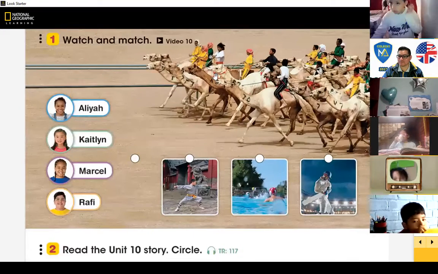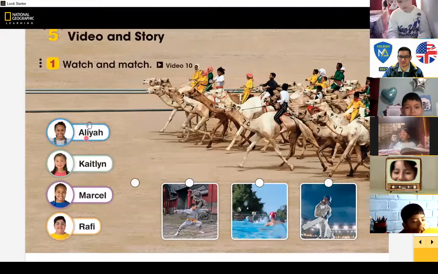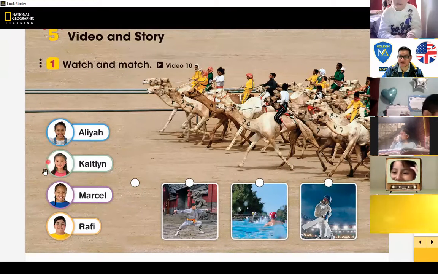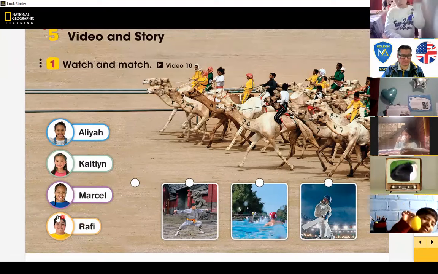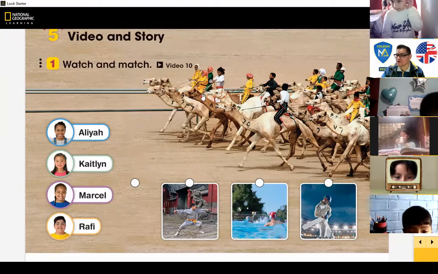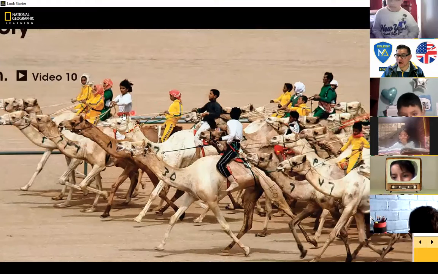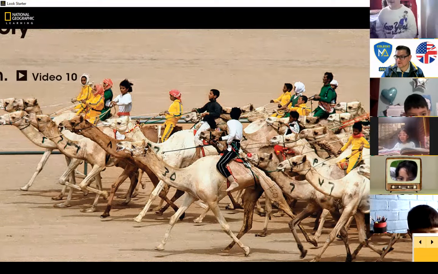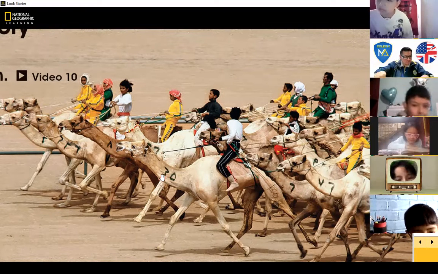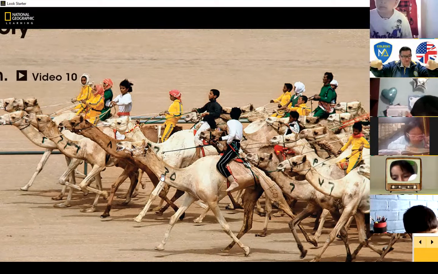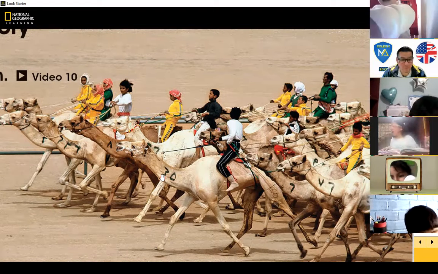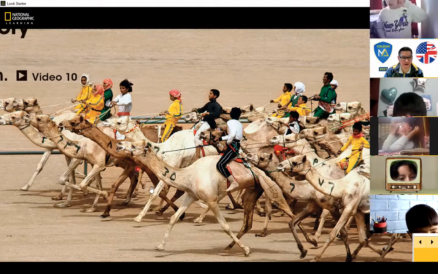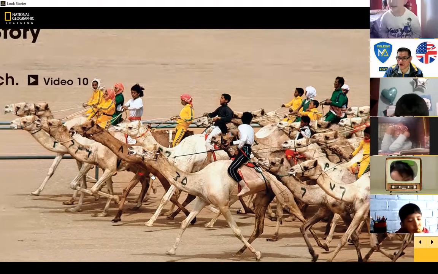Okay, look, here we have some children, some girls and boys, right? Here we have Alia, Caitlin, Marcel, Rafi. And look, oh my God. These are camels. And look the number, number 7. It's a race, right? Es una carrera. It's a race, race. Look at the camel.